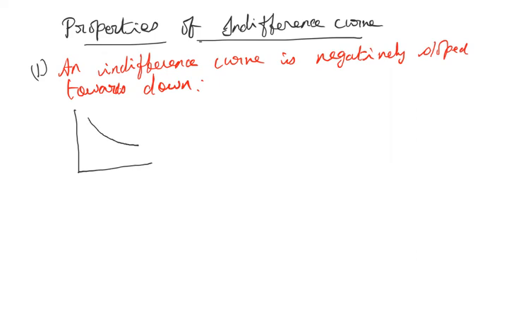Okay. So what is the reason? Here we are representing good X and here we are representing the good Y. So if it is negatively sloped, what is happening? If the consumption of commodity X is increasing, the consumption of commodity Y is decreasing. So that's why it is negatively sloped.